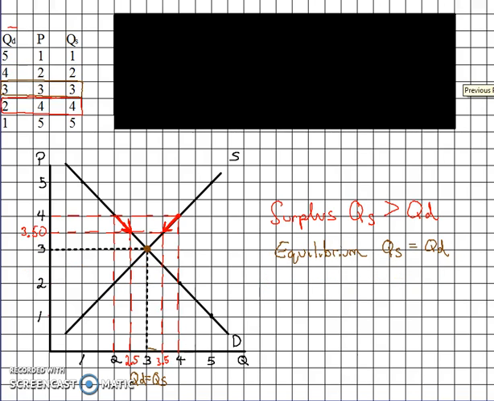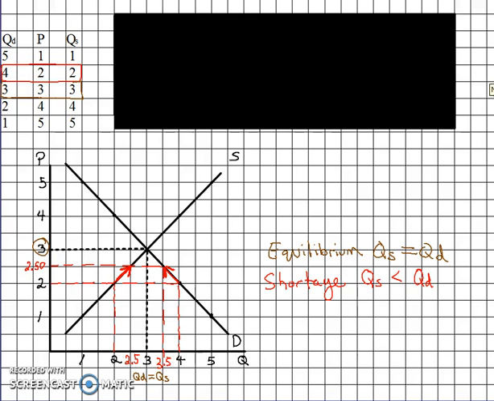If the price is above equilibrium, the natural consequence will be a surplus. Quantity supplied is greater than the quantity demanded, and that will cause producers to bid down the price to get rid of those excess units of the good until we get to equilibrium, where the quantity supplied equals the quantity demanded.